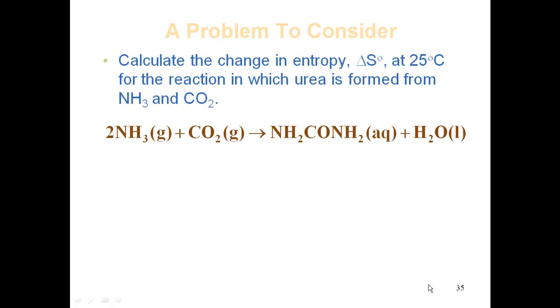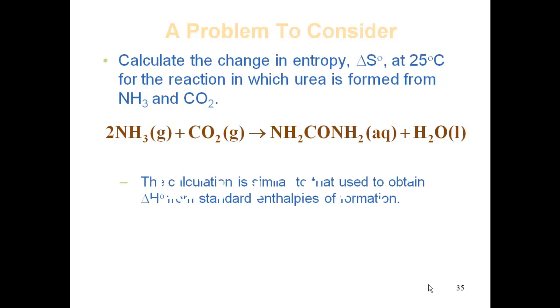Now let's see if we can actually calculate the numeric number for the entropy change. Okay, so let's look at this reaction. I have ammonia plus carbon dioxide forming urea and water. The calculation is very similar to what we did with delta H with your enthalpy of formations, except now we're using entropy terms. In this particular case, we can make a prediction of what delta S is going to be. I'm going from gaseous molecules to aqueous and liquids.